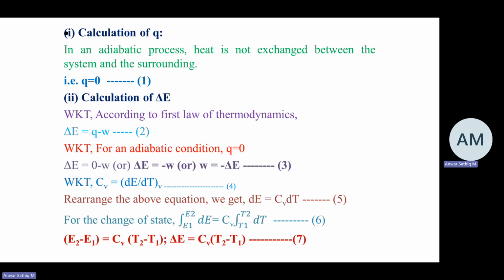First one, calculation of Q. In an adiabatic process, heat is not exchanged between the system and the surroundings. That is, Q is equal to 0. This is equation number 1.